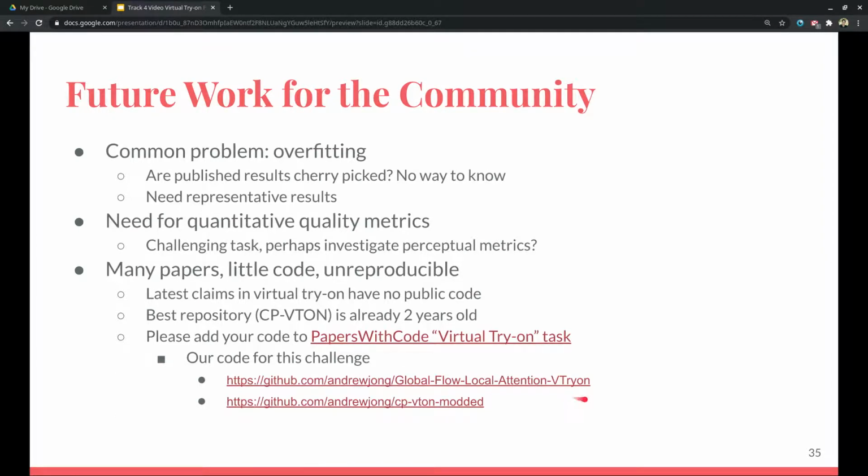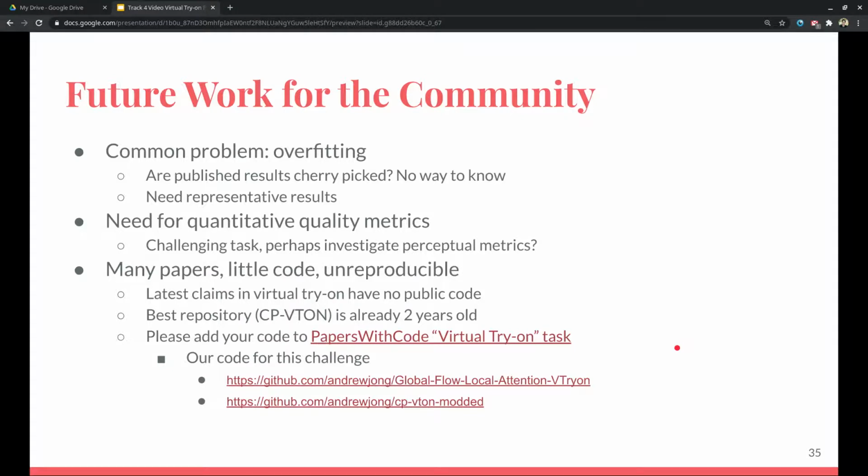Now, we'd also like to recommend some future work for the community. Especially, we think that a common problem could be overfitting. We see many of the results in virtual try-on papers, and there's no way to tell if they've been cherry-picked or not. We think that authors need to publish more representative results, such as the weakest results, the average results, and the best results.